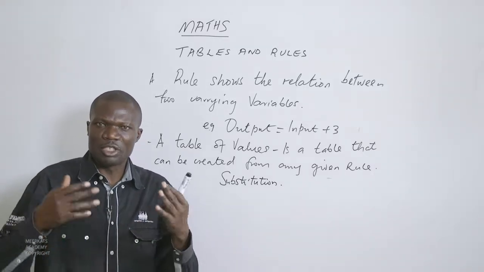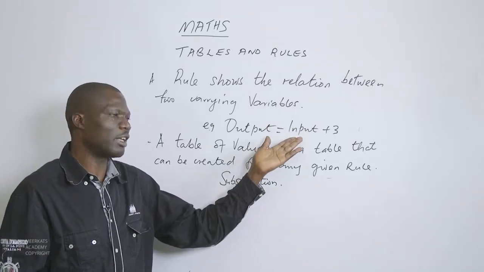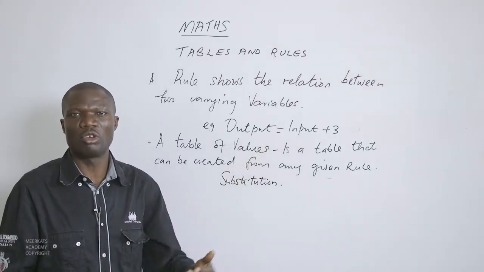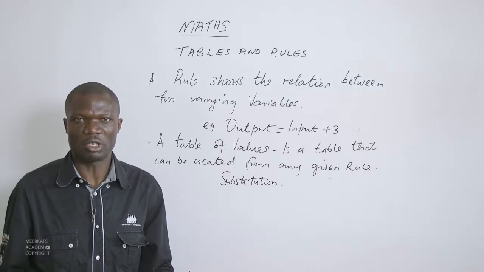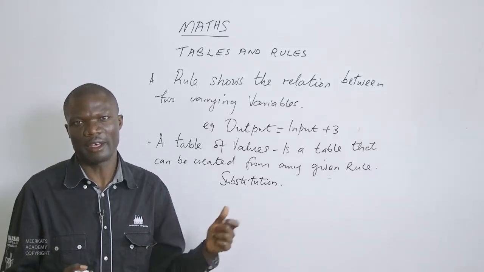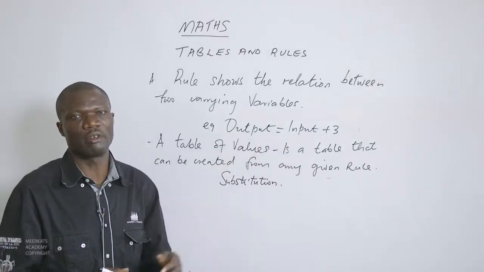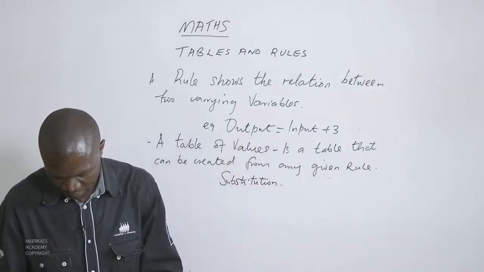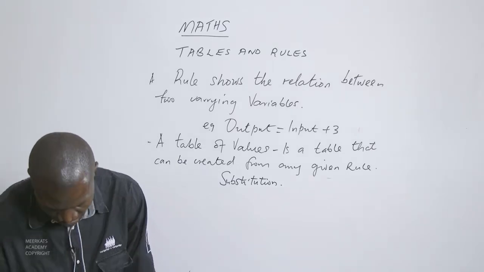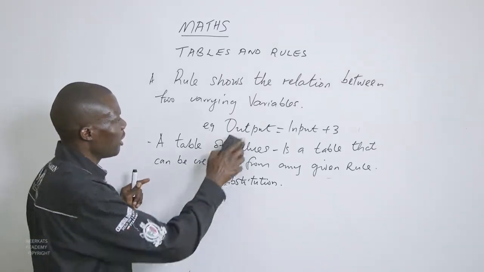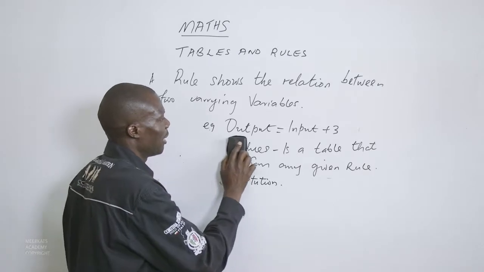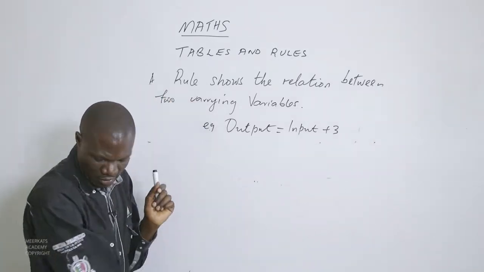So after substituting, for example, in an input, then output will always be gotten. When you substitute a value in a quantity, in a variable that varies, then you'll always have the result of the other. Now let us look at the example that we have here and see how it will work.